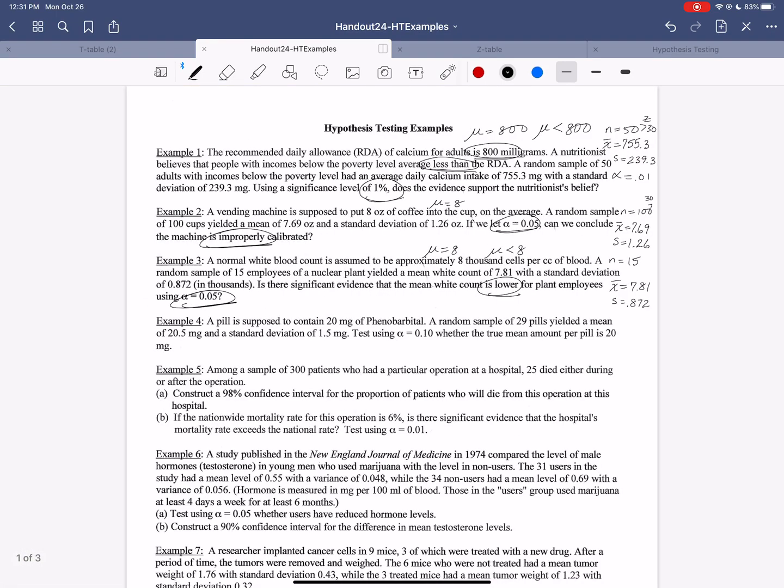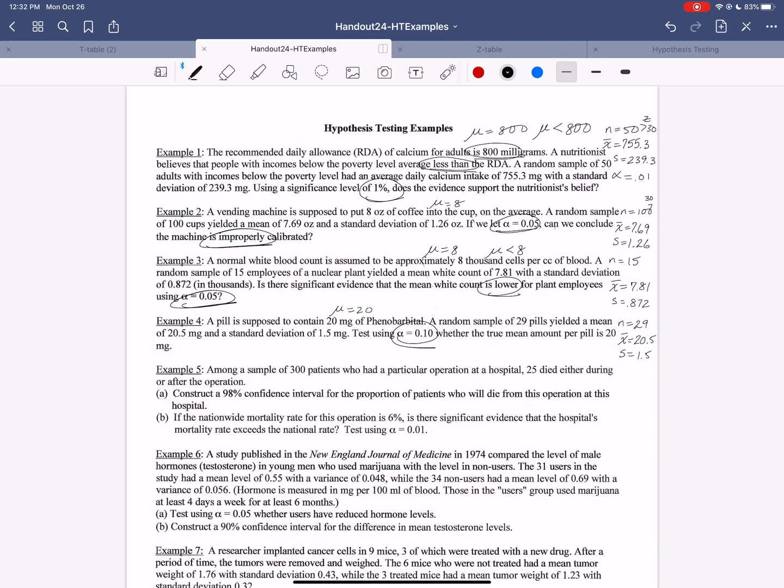All right. Example number 4. A pill is supposed to contain 20 milligrams of phenobarbital. So mu should equal 20. A random sample of 29 pills. N equals 29, which means we're dealing with a t-test statistic because it's a small sample. Yielded a mean of 20.5, so that's x bar equals 20.5, and a standard deviation of 1.5. So test using alpha equal to 0.10 whether the true mean amount per pill is 20 milligrams.